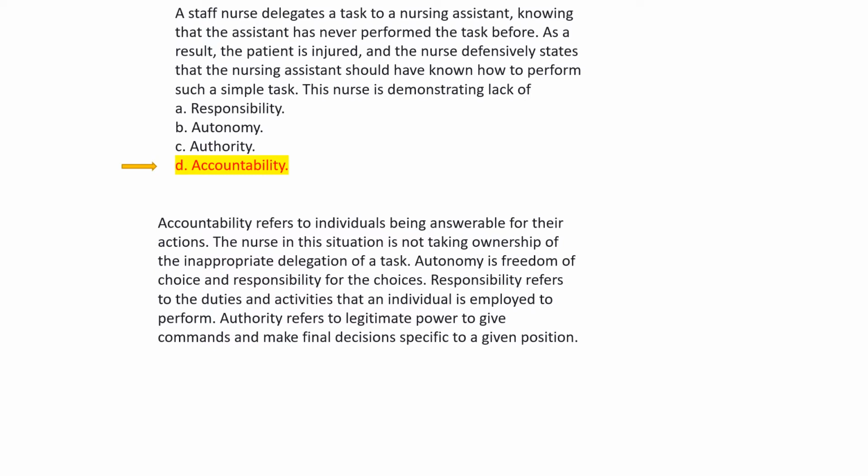Answer D. Accountability. Accountability refers to individuals being answerable for their actions. The nurse in this situation is not taking ownership of the inappropriate delegation of a task. Autonomy is freedom of choice and responsibility for the choices. Responsibility refers to the duties and activities that an individual is employed to perform. Authority refers to legitimate power to give commands and make final decisions specific to a given position.